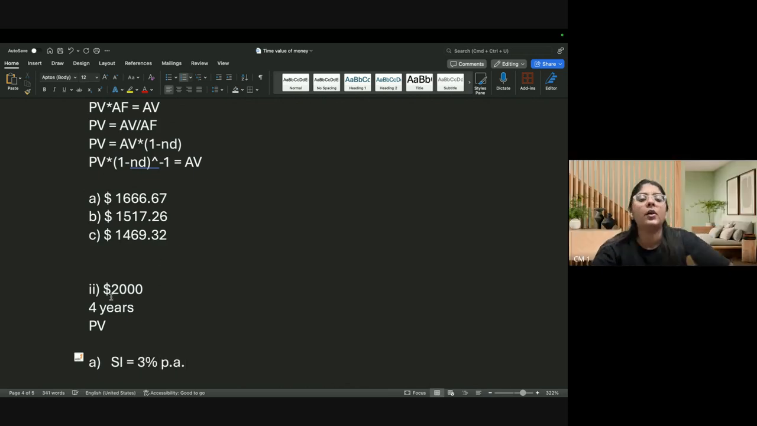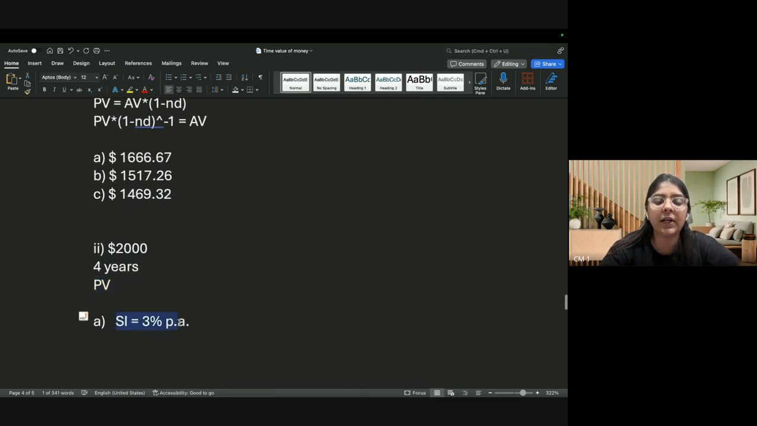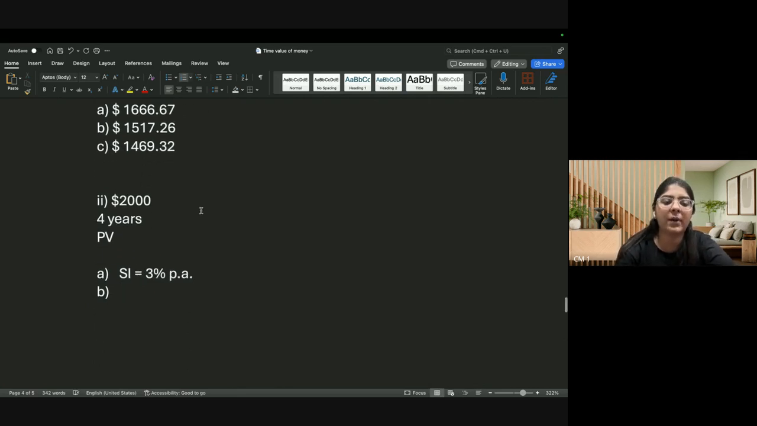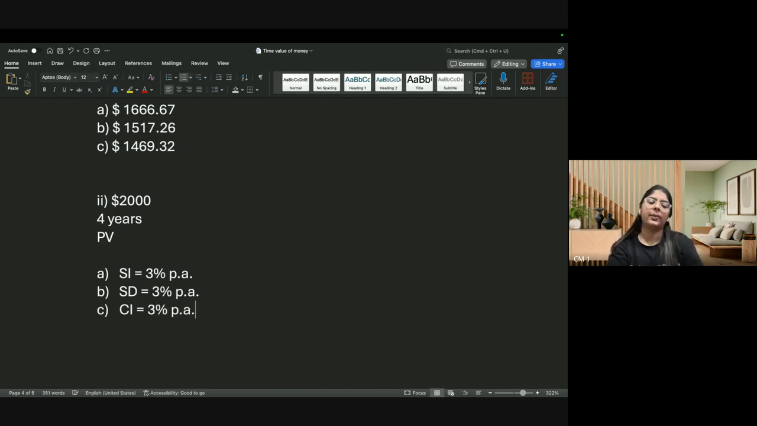So see, you have to make a payment of $2,000, which is due in 4 years' time. So basically, after 4 years, you will pay 2,000 to somebody. You have to calculate the present value of this payment using a simple rate of interest of 3% per annum. You can start solving the first part A. Simple discount of 3% per annum, and then compound interest of 3% per annum.